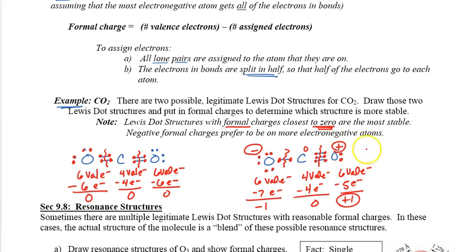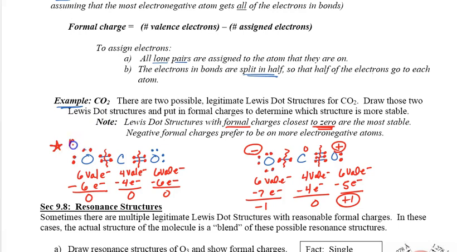Again, this has a +1 because it's assigned only 5, but it normally has 6 valence electrons. So it has 1 fewer electron than normal, and so it has a +1 charge. So you can see this is a lot less stable because the formal charges are not as close to 0. So this is our stable. This one is most stable. Well, let's say more stable.